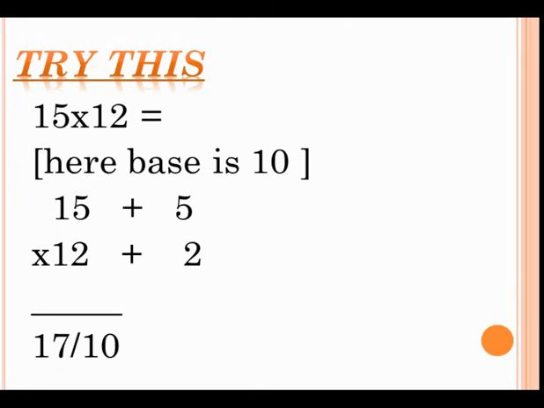We know 15 multiplied by 12 gives a 3-digit number only, because 15 and 12 are lying between 10 and 20. It means if you take 10 multiplied by 10, you will get 100. 100 is a 3-digit number. Then 20 multiplied by 20 is 400. That is also a 3-digit number. So the answer will be 3-digit.